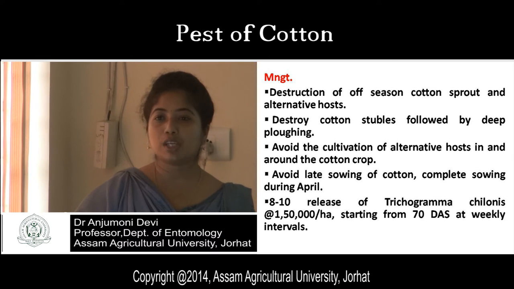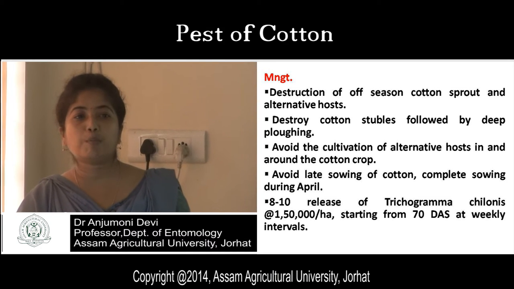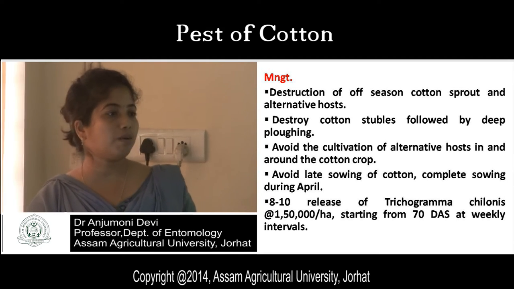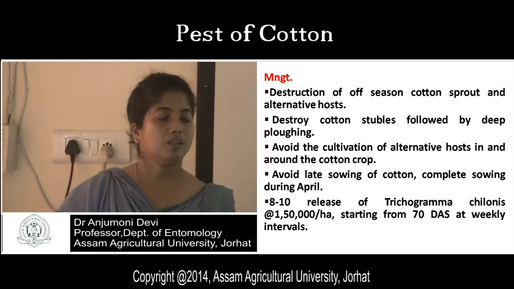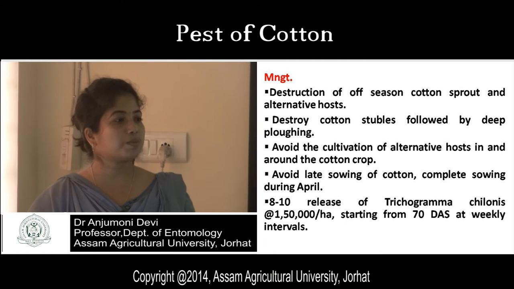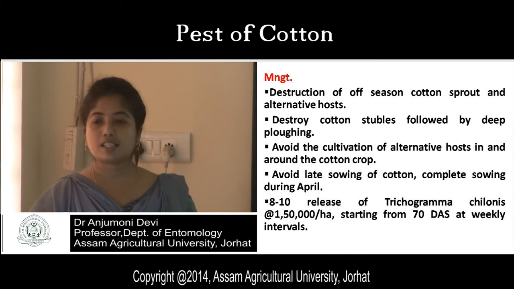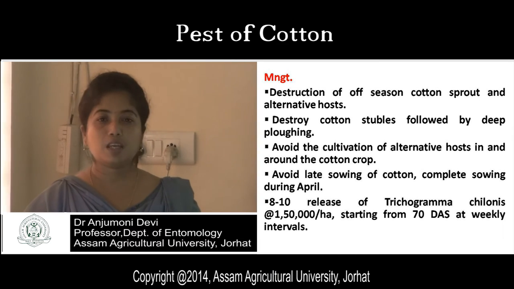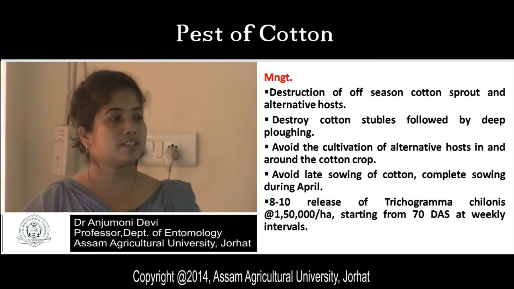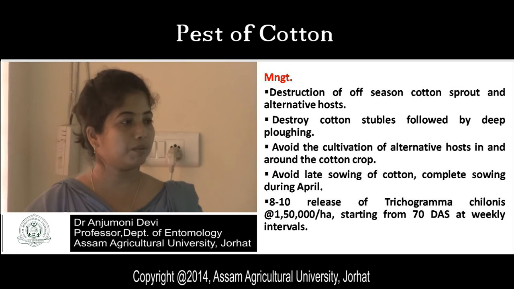Then avoid late sowing of cotton. Generally, the insect is active. Mainly the pink bollworm is active in the months of June, July or May, June. If we grow the crop early, then when the adults appear in the field, the crops are already at the flowering stage. Then it will reduce the chance of development of the pest. If we go for late sowing, then there is synchronization of the growing stage of the crops and the pest occurring at the same time, and it will create problems.